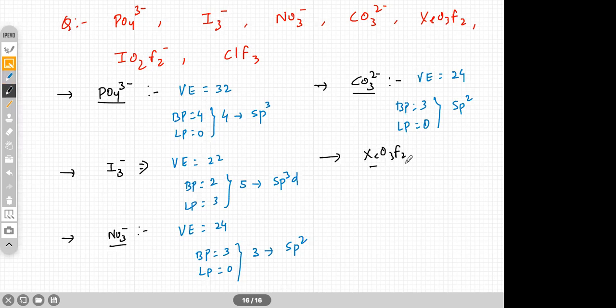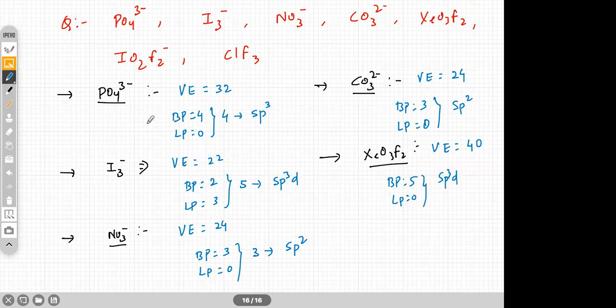XeO3F2. Tell me the valence electrons. VE is 8 plus 14. No, it's 40, not 30. It's 40. Bond pair is 5, lone pair is 0. So it is sp3d hybridization, trigonal bipyramidal.